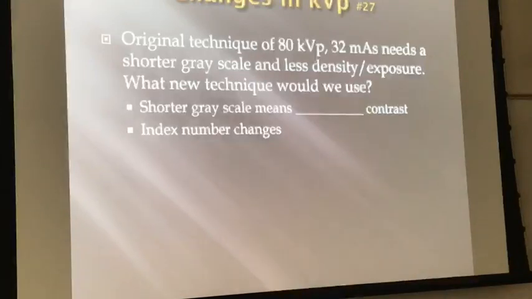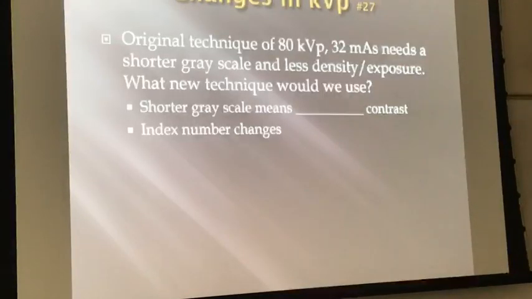Okay, so the original technique is 80 kVp, 32 mAs, and you need a shorter grayscale. What does shorter grayscale mean? Higher contrast. How do we get to higher contrast? Lower kVp, right. So when you're reading these test questions, take them one thing at a time.